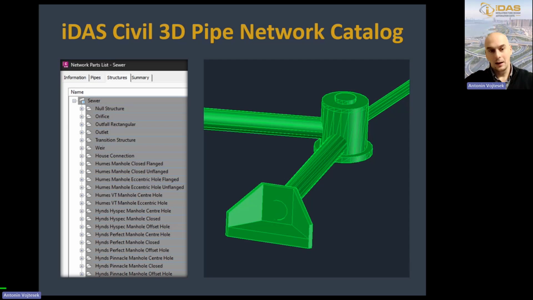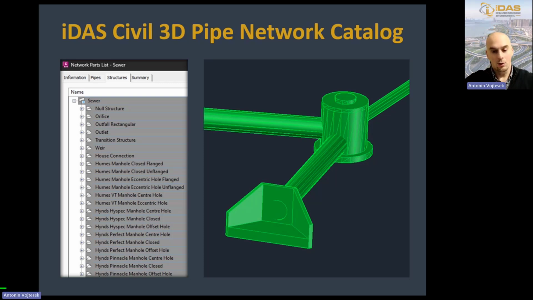And while I mentioned pipe catalog, for Australia and New Zealand, we developed the parts like structures and pipes. Here on the left-hand side, you can see the superstructures that we developed. And on the right-hand side, you can see the preview of the outfall structure with a manhole and some pipes. I will use those structures today during the demonstration, but there is a lot of pipes and structures that we develop for your region.